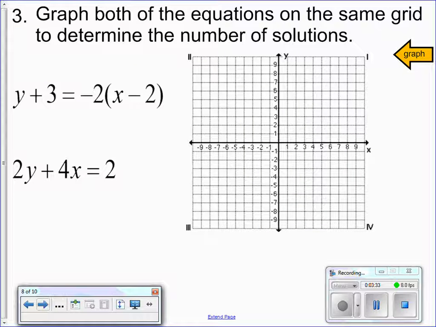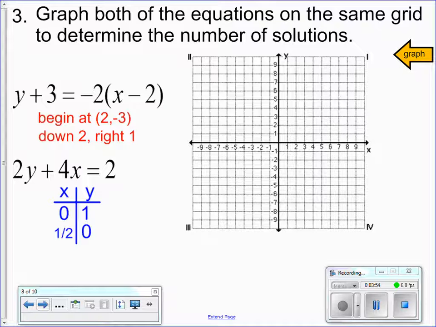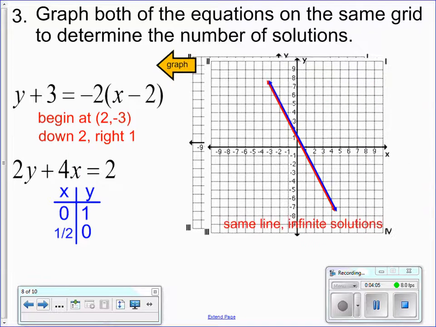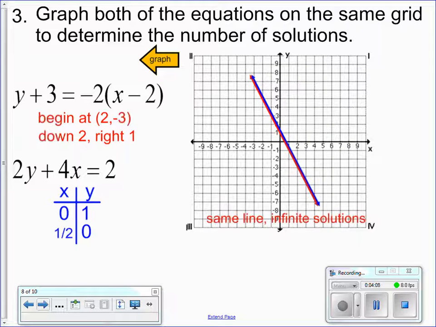Number 3, the first equation is written in point-slope form. So to graph it, we have to begin at the point (2, -3), and our slope is -2, so that means we're going down 2, right 1. The second equation is in standard form, so we'll plug in 0 for x, and when we do that, y equals 1. And then we plug in 0 for y, and we get x is 1/2. So if we graph those two, we can see that the lines are actually the same line. So that means that there are an infinite number of solutions.